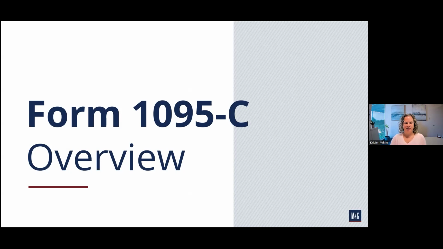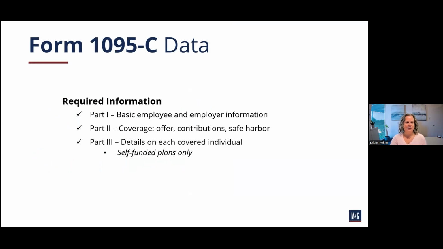1095C, this is what we're going to spend the rest of our time referring to. I mentioned there's a B series. That's really just a simplified version of this. So if you're comfortable with the C, then you should be able to handle the B series if you need to. All right, our 1095C has 3 parts. And we'll go through all of these, but there's just basic employee data. Part 2 is where we're going to spend most of our time. We'll get into that. Part 3 is only for our self-funded plans.